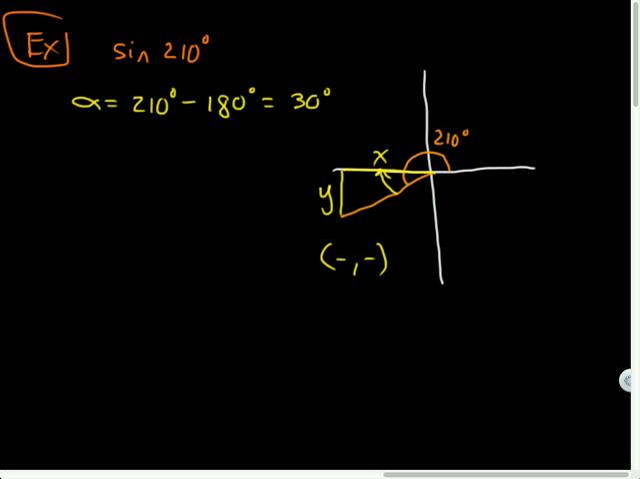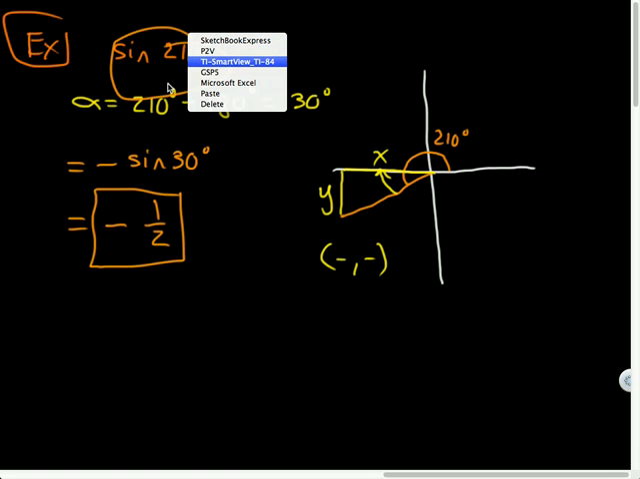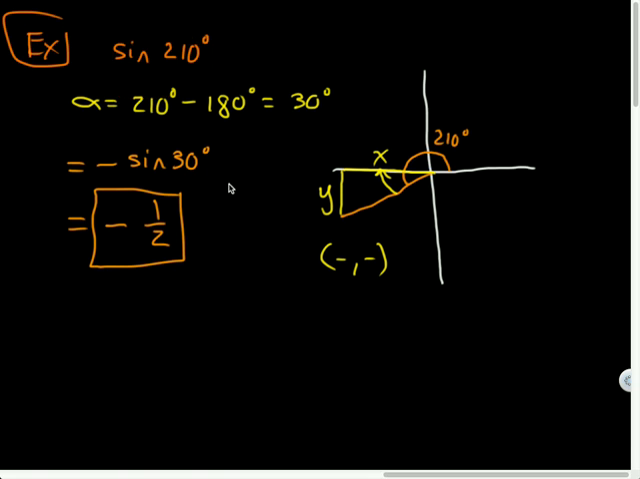So I'm expecting, guys, that sine of 210 is the same as the negative sine of 30 degrees. So what is that? Sine of 30 degrees we know from yesterday. Sine is 1/2 at 30 degrees, so negative 1/2 would be the ratio for sine of 210 degrees. All right?